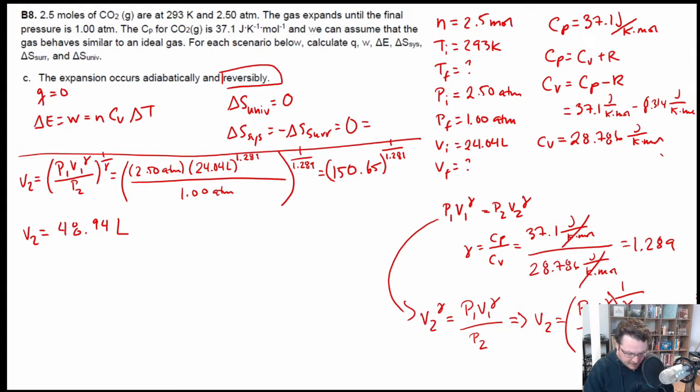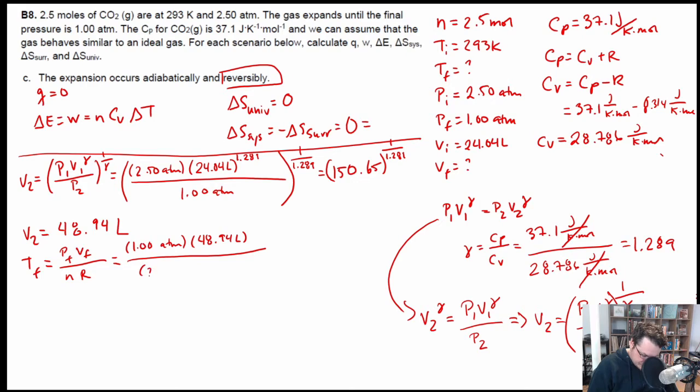So we know now what the number of moles are in that case. We know what the final pressure is. We know what the final volume is. We know what R is, the ideal gas constant that we can use. And so now to get T final in this case, this is simply going to be equal to P final times V final over NR. And so if we plug in our values, P final is equal to 1.00 atmospheres times V final, which is 48.94 liters, divided by the number of moles, which is 2.5 moles times the gas constant.